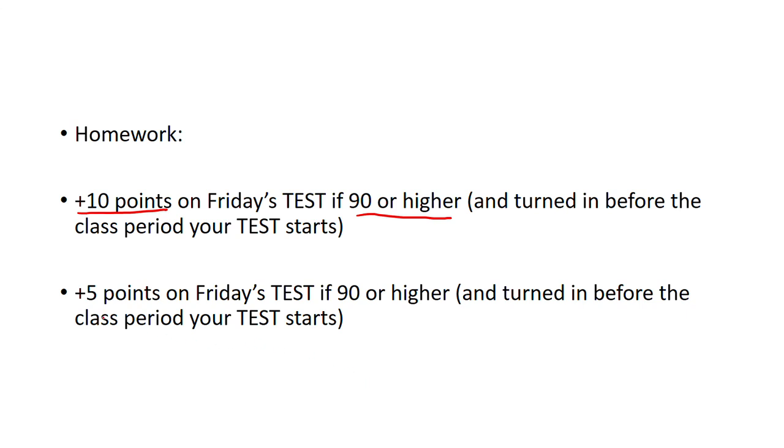Now, if you finish your homework but you don't get a 90, oops, I made a mistake on the slide. You make an 80 or higher, I'll give you 5 points. Now, what happens if you turn your homework in tomorrow but you make a 75? Well, I'll let you redo your homework assignment and keep trying as long as you turn it in before Friday's test if you want this bonus.